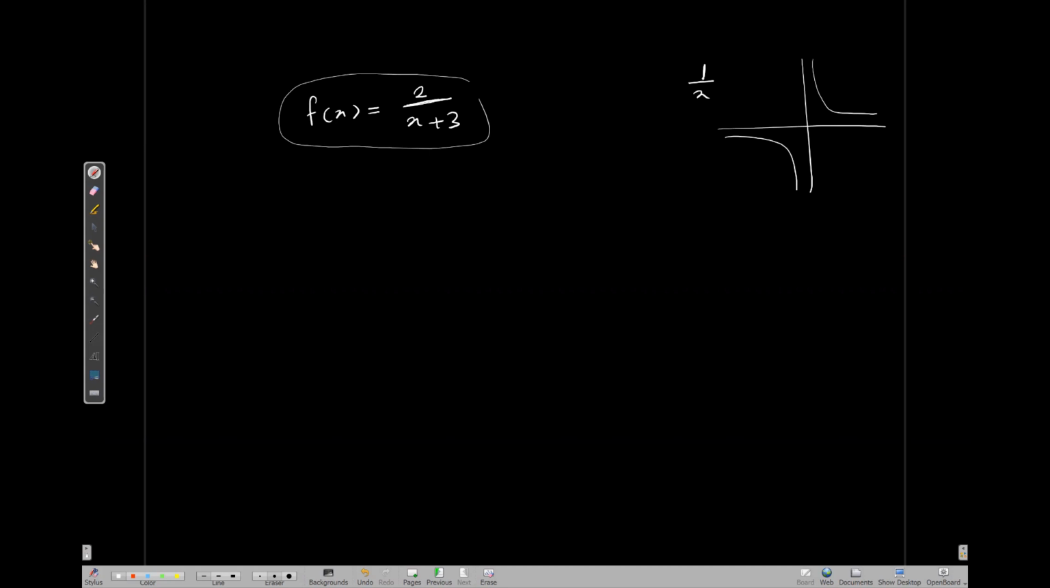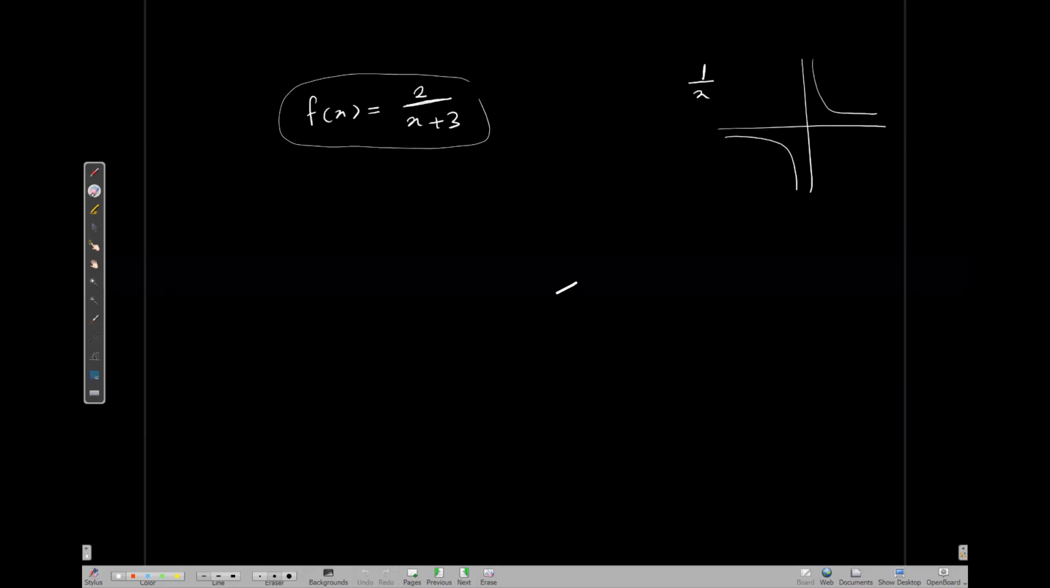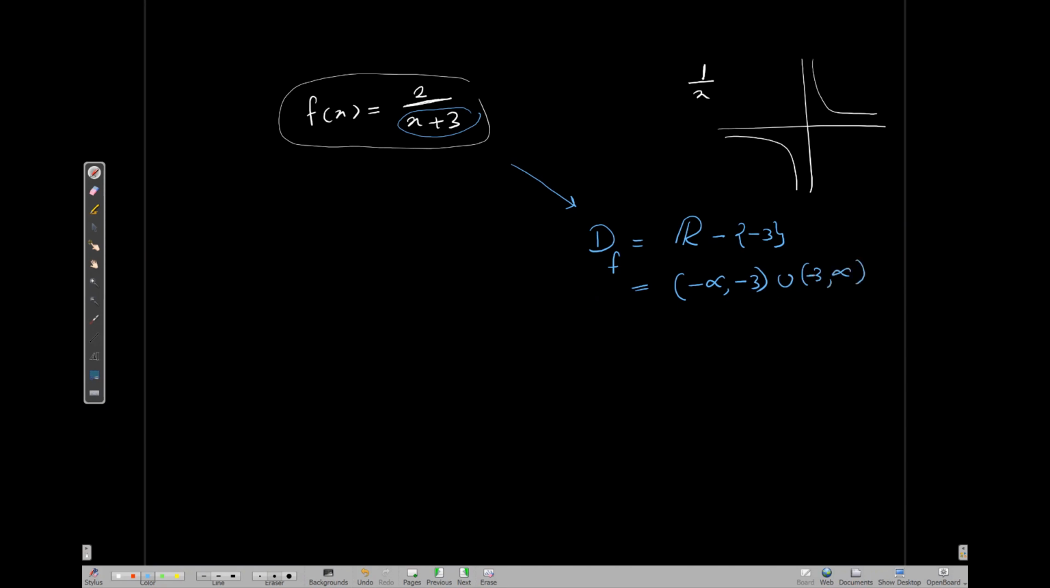Now let's find the inverse. If you actually write down the domain of f, it is everything except negative 3, because if x is negative 3, right here you will get negative 3 plus 3, which is 0. That can't happen. So the domain is negative infinity up to negative 3, union negative 3 to infinity.